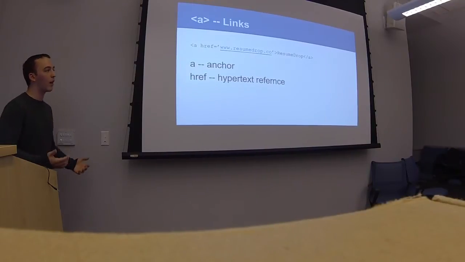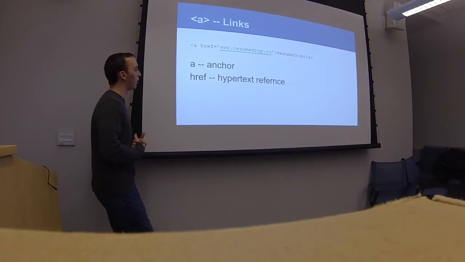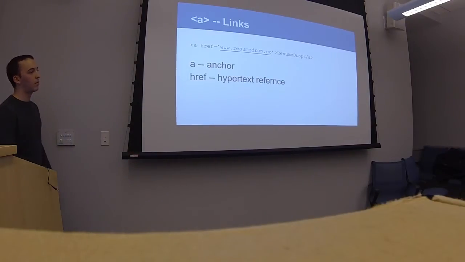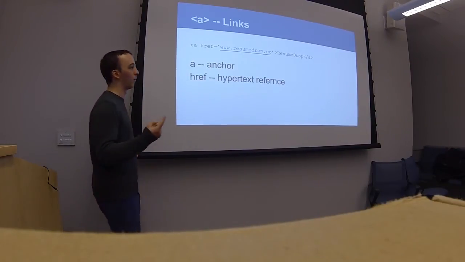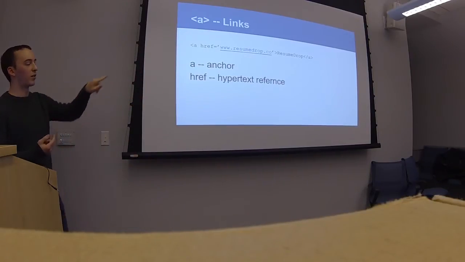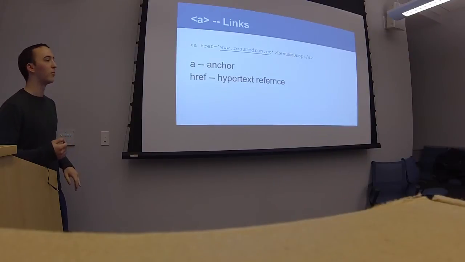So to make a link on a page, all you have to do is make an A tag with the attribute href. So this is the first attribute that we're running into, and the value is whatever website you want. I'm self-promoting myself. That's my website. You should go to it. Pretty cool.